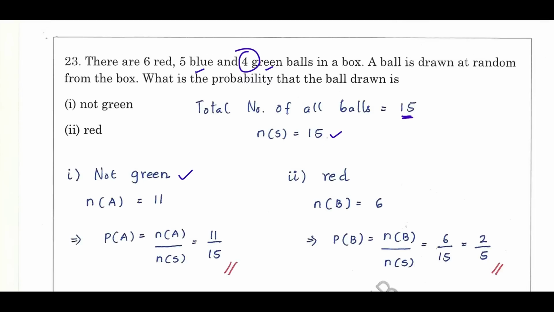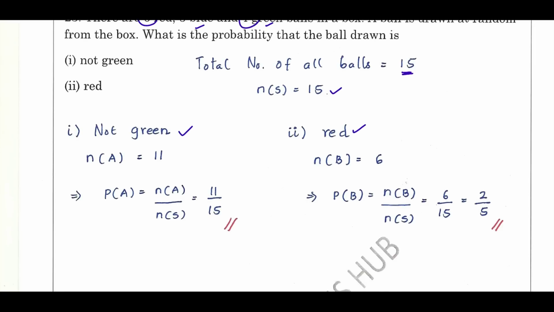What is the probability of getting a red ball? How many red balls are there? 6 red balls are there. That is 6/15. What you get is 2/5.